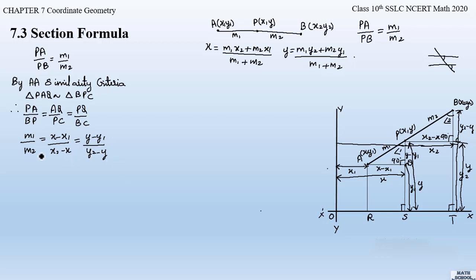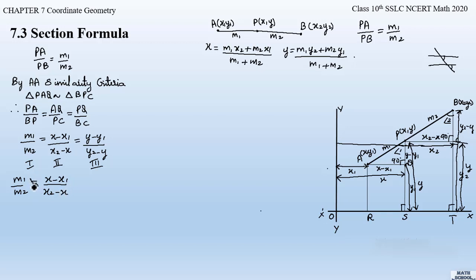Now you can observe that we have m1 by m2 is equal to x minus x1 by x2 minus x, is equal to y minus y1 by y2 minus y. Now if we want to find the x point, then we have to consider the first and second part, and if we want the value of y, then we have to consider the first and third part. Now let us take the first and second part to find the x value. So m1 by m2 is equal to x minus x1 divided by x2 minus x.